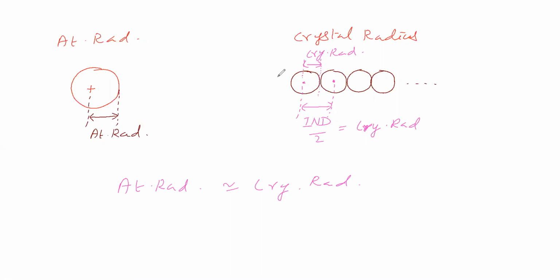What about noble gases? Noble gases like helium, neon, argon are not forming any compounds. They are not metals, they are gases. Therefore, how do we find the radius for them? That we will see. Now we will take argon in the solid state.